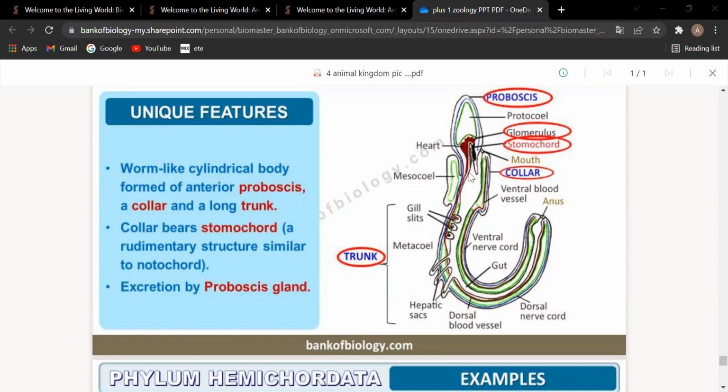Okay. Excretion is going to be by the proboscis gland. Excretion is going to be with the help of this proboscis gland. Got it? So this is your stomochord. Stomochord is nothing but a rudimentary structure which is similar to notochord. Yes, that is stomochord.